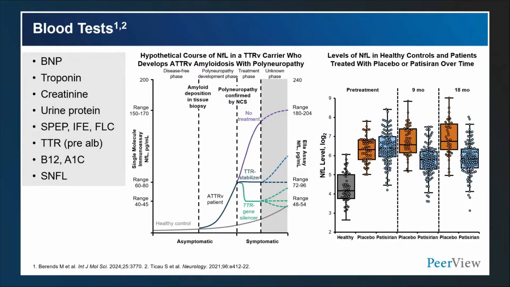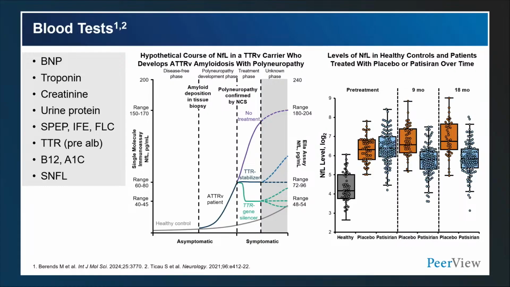Neurofilament light chain is a marker that's been looked at very closely in amyloid with neuropathy. This was a paper looking at multiple different papers, specifically looking at neurofilament light chain with amyloid. They found that there were slightly higher levels of neurofilament light chain in patients with positive mutation but without manifestations of disease. That number also increases over time, and notably once a patient is started on a stabilizer or a silencer, the neurofilament light chain either stabilizes or actually reduces over time.